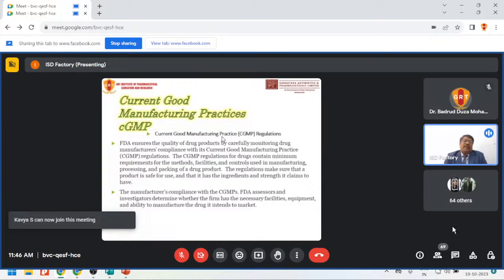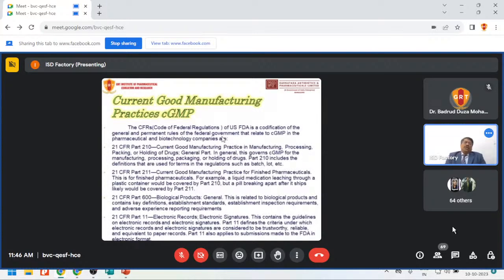So this is where we proceed to the GMP regulations, current good manufacturing practices. This is one of the important factors: the Code of Federal Regulations, USFDA. Most people follow these as per country. It is the codification of the general and permanent rules of the federal government related to CGMP in pharmaceutical and biotechnology companies.